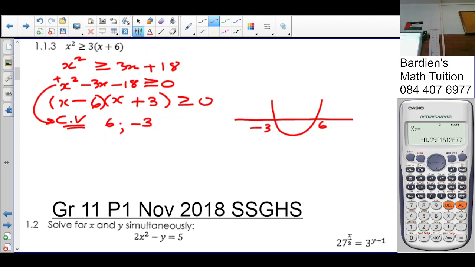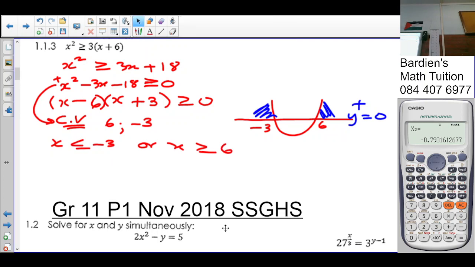So it says that the function must be more than 0. Is that above or below the line? It's above. So more than 0 is where it is positive. Is that part continuous or a broken solution? The solution is in parts, so it's broken. In other words, we say x is less than or equal to minus 3, or x is greater than or equal to 6. Okay.